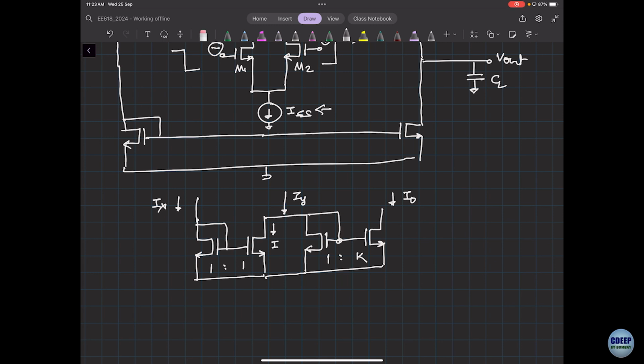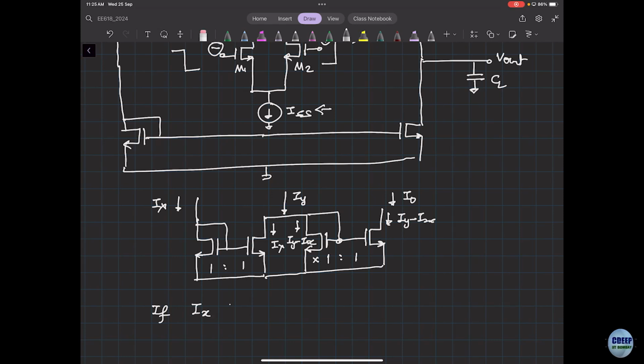IX, because it's a current mirror. And what would be the current in this branch? IY minus IX. Everybody agrees, right? And that's what the current will be, IY minus IX. Agreed? So we got a difference current between the two, and that's what we desired, right? If the difference between the two currents is large, then we can get this.